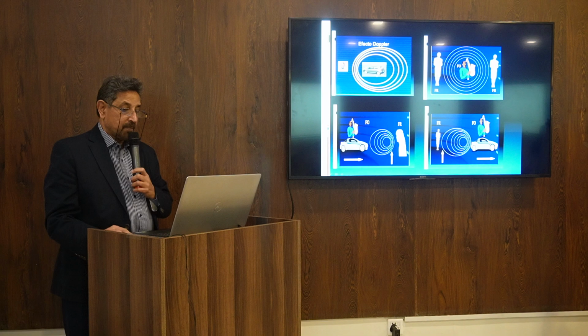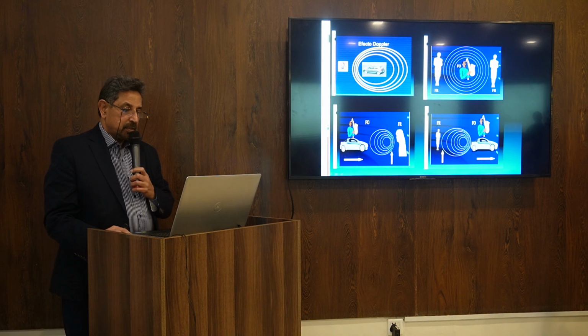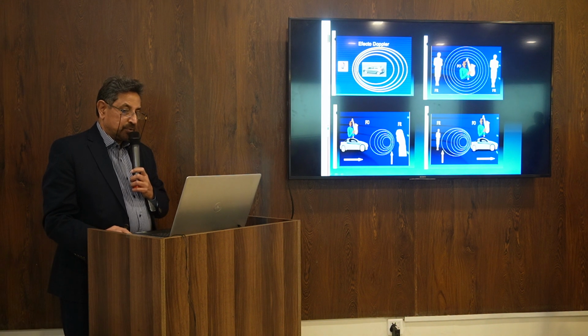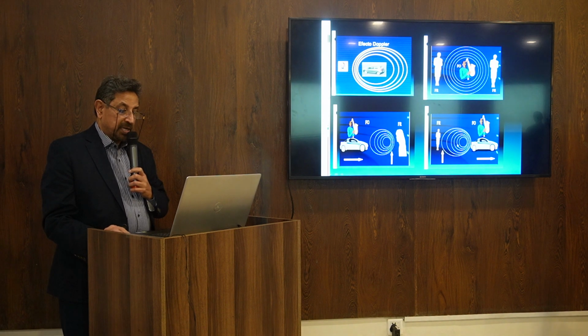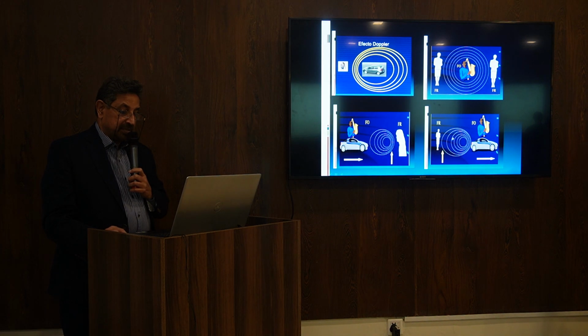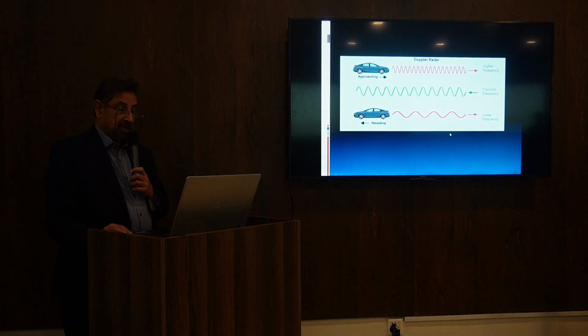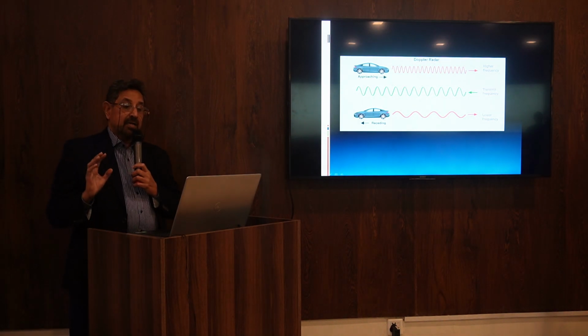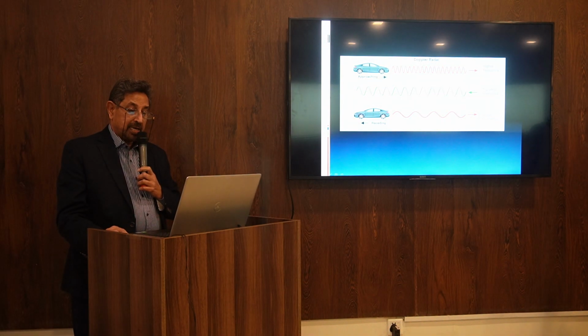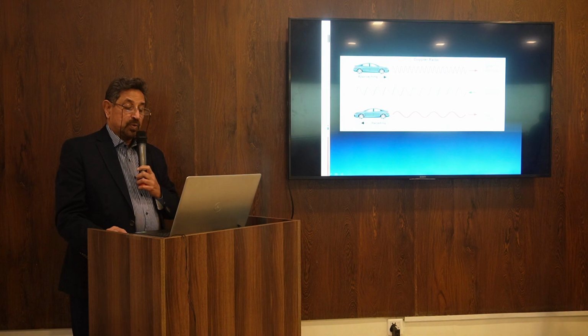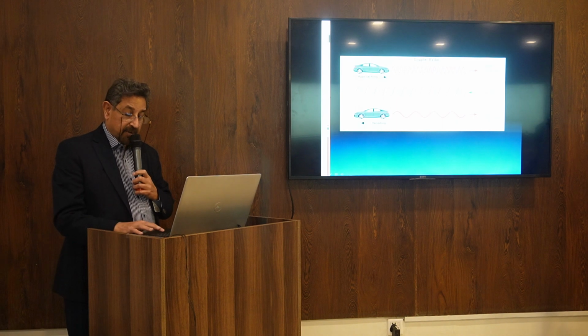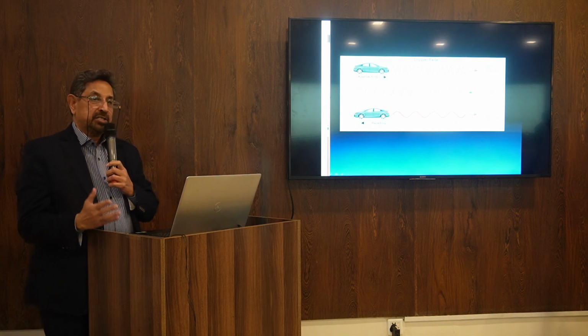So if it's going towards the receiver, the frequency is increasing. If no movement, the frequency is not changed. If it's going away from the receiver, the frequency is decreasing. You see, here it's concentrating, increasing, here it's decreasing. So that's the idea of Doppler. While this car is going towards the receiver, the frequency is increasing. It's going away, decreasing. That's the basic idea. That's called a positive Doppler shift.